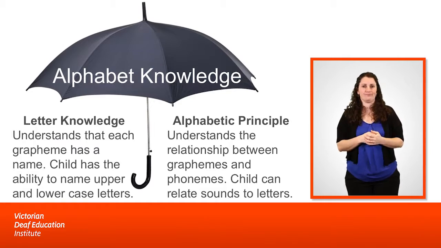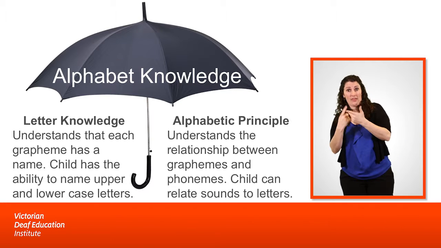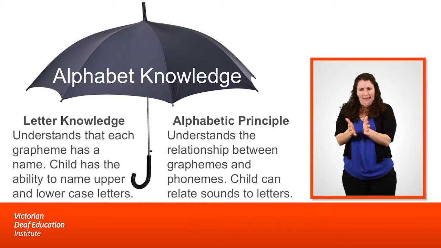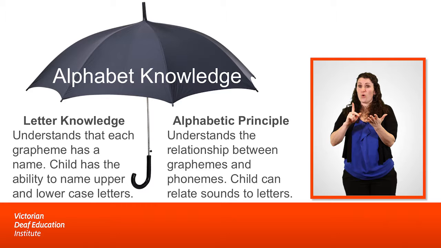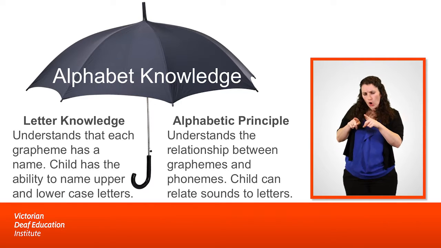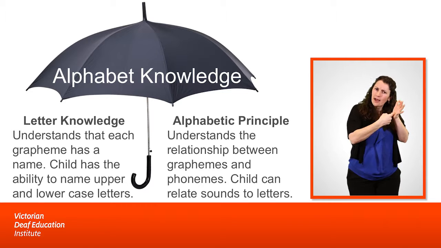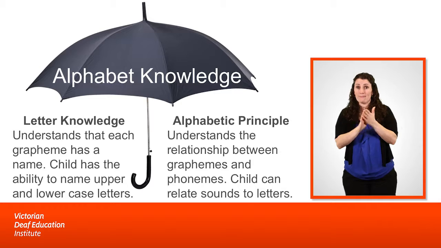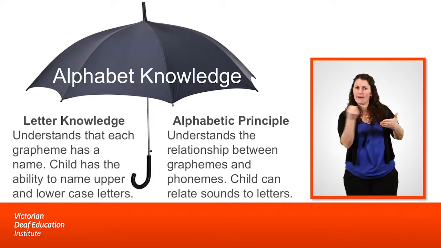The other skill underneath this alphabet knowledge umbrella is the alphabetic principle, and this is really key in reading an alphabetic language such as English. The alphabetic principle is the understanding of this systematic and explicit relationship between letters and sounds, and that's so important in terms of teaching children how to decode words when reading and encode words when spelling. And the interesting thing about the alphabetic principle is that it's that systematic relationship within a particular language.